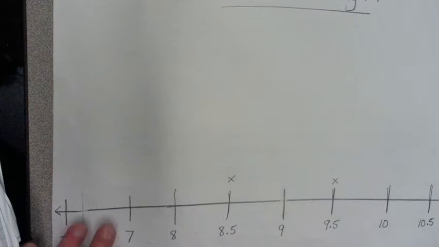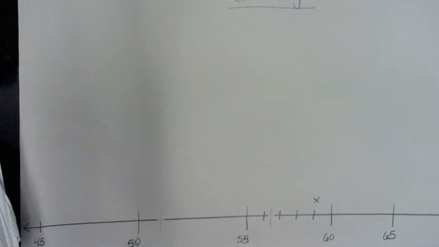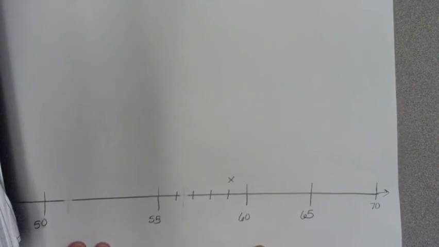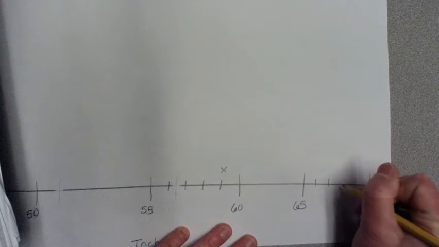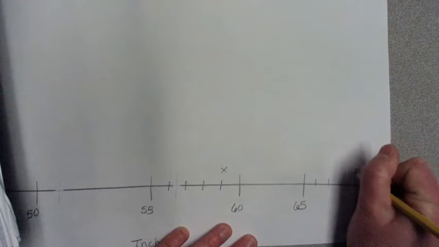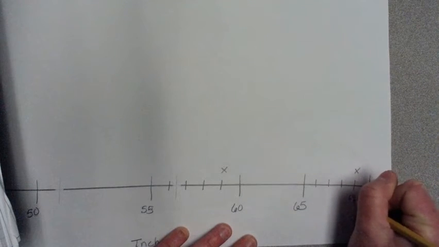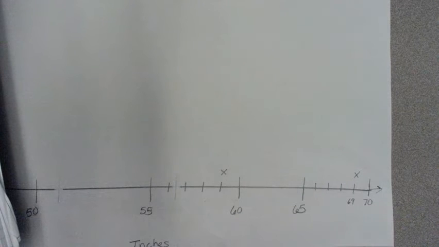So now let's flip it over and graph this student's height. This student is 69 inches tall. So I'm going to go all the way over here. And again, 65, 66, 67, 68, 69, 70. So this student will be right here at 69 inches. So each X represents one student in our combined classes.